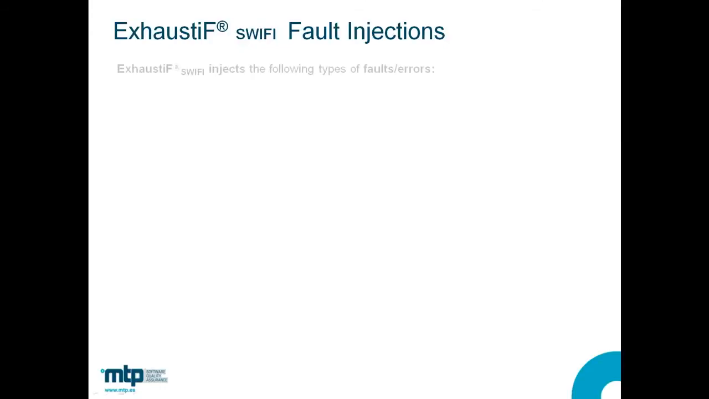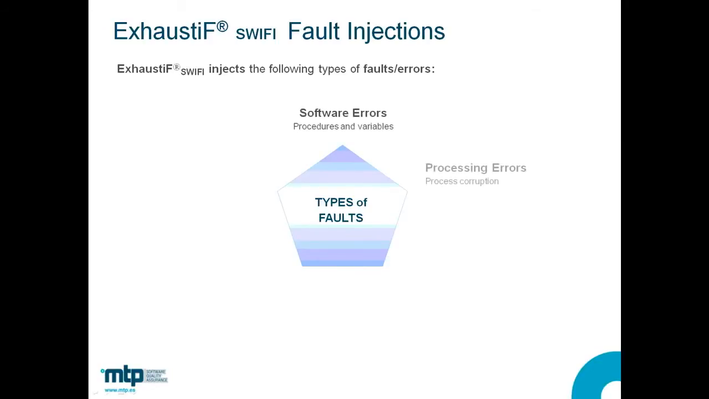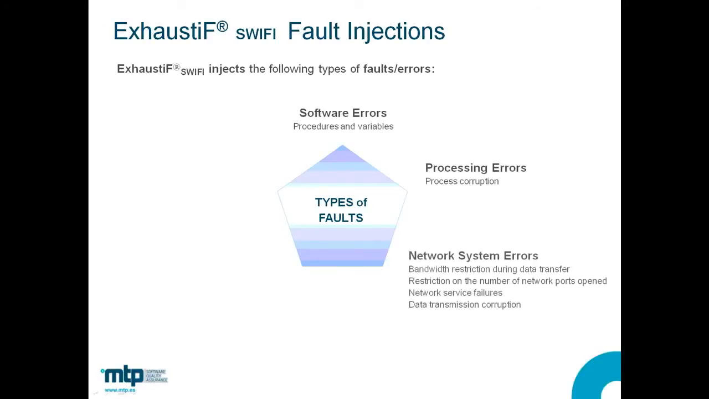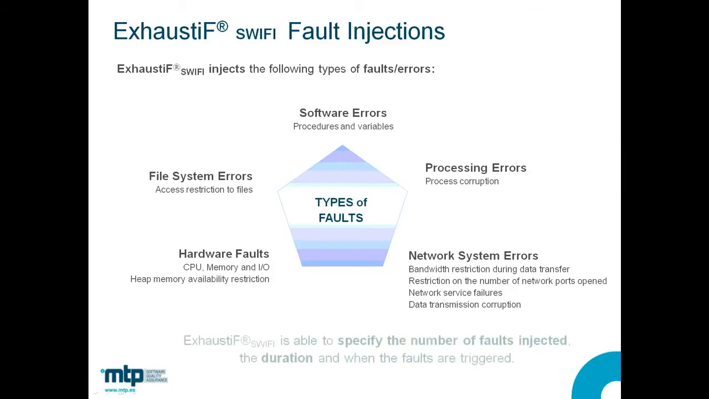Exhaustif SWIFI is capable of injecting a variety of faults and errors needed to shield your software from attacks. This tool is able to inject software errors, processing errors, network system errors, file system errors, and hardware faults. In addition to being able to inject these errors and faults individually, Exhaustif SWIFI is able to create experiments combining different errors. Another important feature is that this tool is able to specify the exact instant when these faults will be injected, as well as their duration.